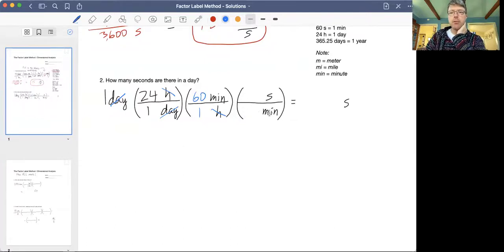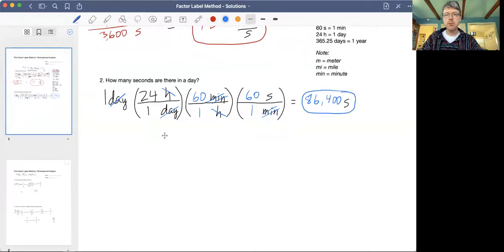And now we can put minutes and seconds. Well, we have 60 again, 60 seconds in 1 minute. So now I can cancel out minutes. And we're left with seconds. So now we can pick up the calculator. I'm going to do 1 times 24. I guess I didn't need to type 1 times 24. I could have just typed 24, but too late now. 1 times 24 times 60 times 60 equals, and I get 86,400. 86,400 seconds. And that's my answer to that one.